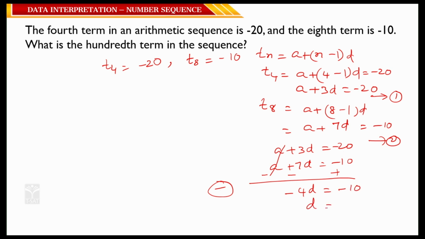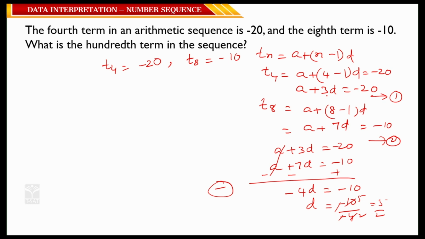So, d is equal to how much? Minus 10 by minus 4, the minuses get cancelled, 2 5s are 10, 2 2s are 4, which means the d value is 5 by 2. Clear? Okay. Now, we can find the 100th term. If you want to find the 100th term, what is required? The a value is required.